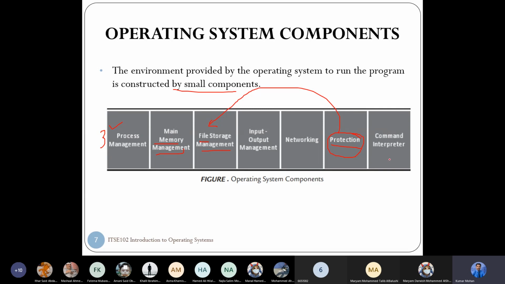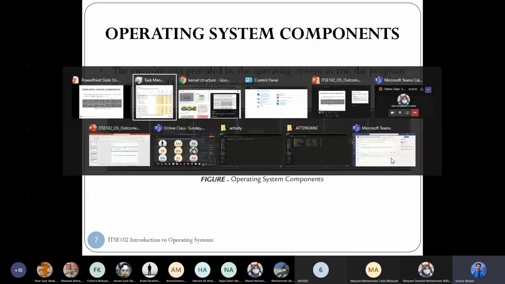A command is nothing but whatever instructions you give to the operating system; that is considered the command interpreter. So what are the components of the operating system? We have 7 components. The first is process management, second is main memory management, third is file storage management, next is input output management, and next we have networking, protection, and the command interpreter. If we go through our control panel, you will come to know this.